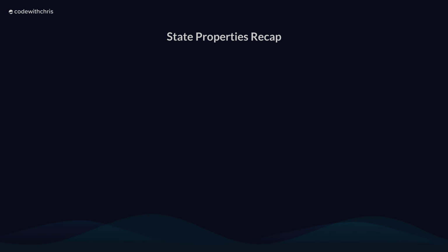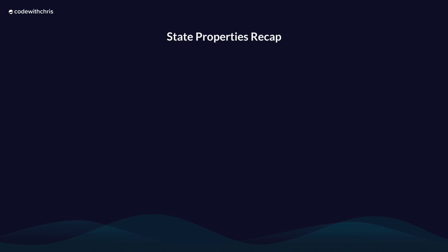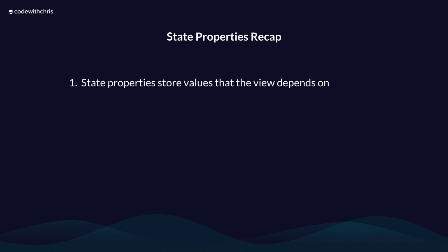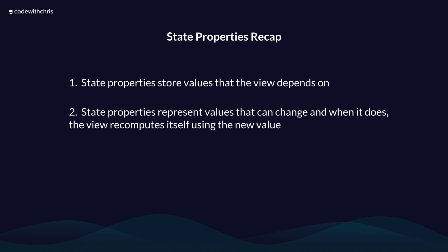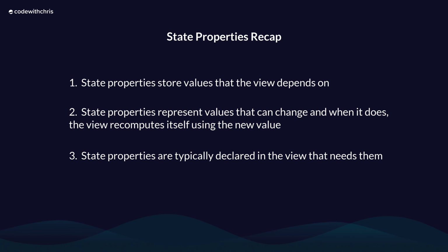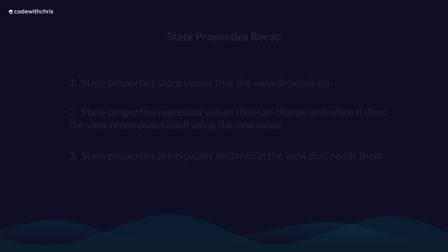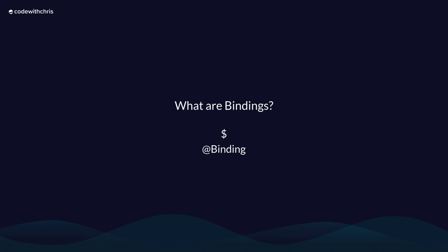So with that said, let's do a quick recap. Number 1, state properties store values that your view depends on. Number 2, the value in a state property can change, and when it does, the view recomputes itself using the new value. And number 3, state properties are usually declared in the view that needs them. All right, now let's move on to bindings.